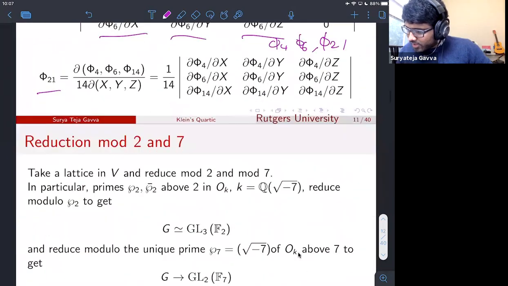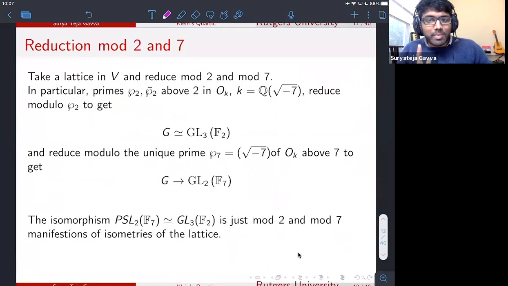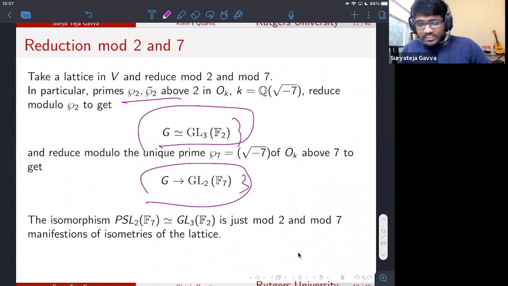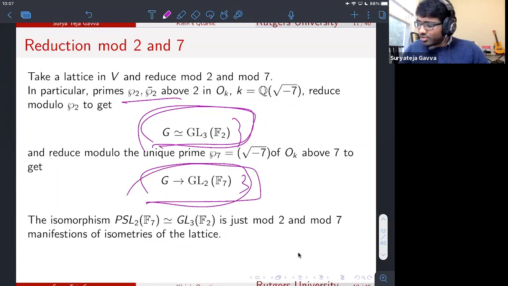Okay, so coming back, I guess this is just to explain why you have relations to SL2 F7 and GL3 F2. Okay, I guess I'll skip this. It's just that you have these matrices, and they're defined over some number fields. If you reduce modulo some primes, you get these isomorphisms. So if the same matrices reduce modulo primes above 2, you get an isomorphism to GL3 F2, and if they reduce mod primes above 7, you get an isomorphism to GL2 F7. Okay, so if you want, that explains this exceptional isomorphism.